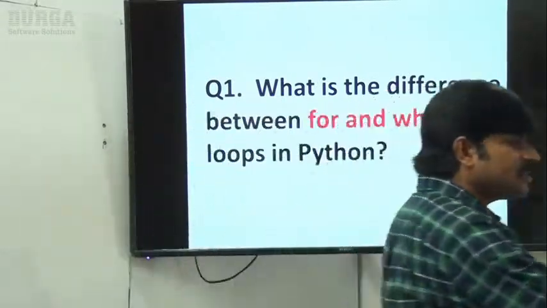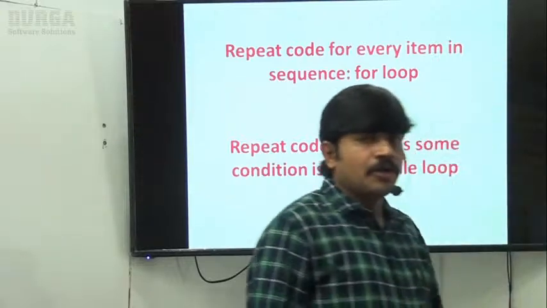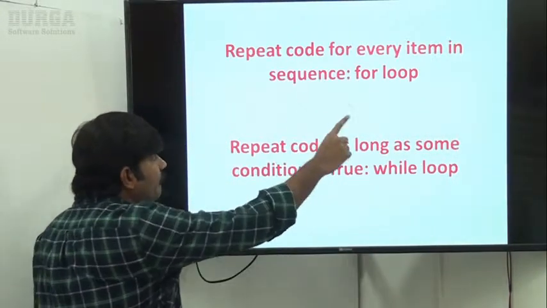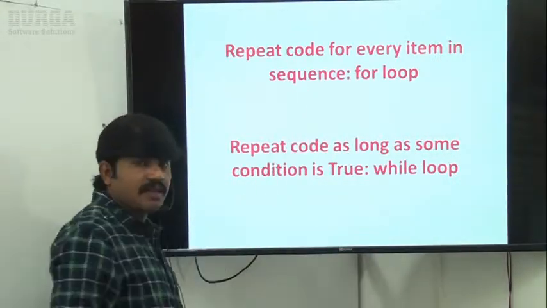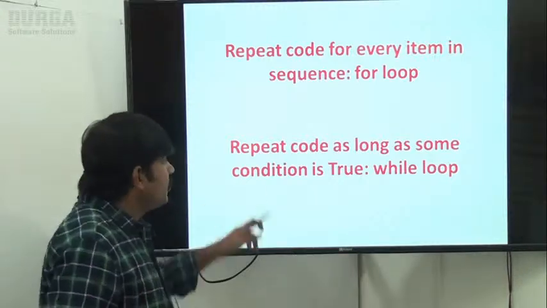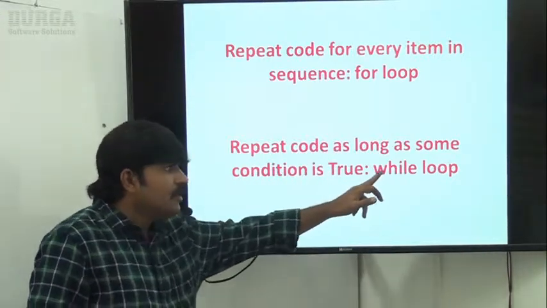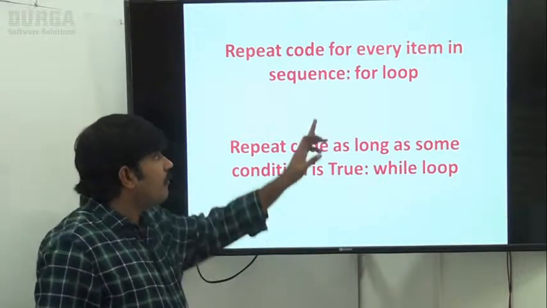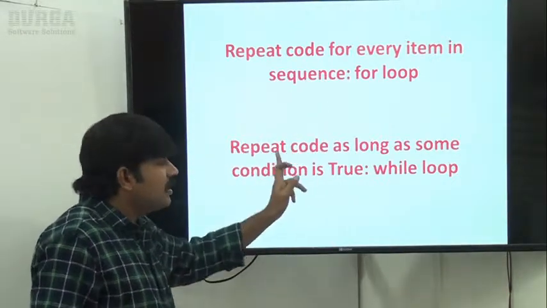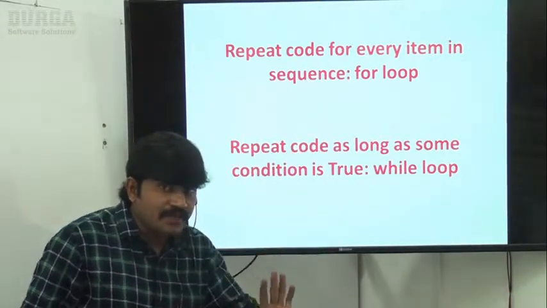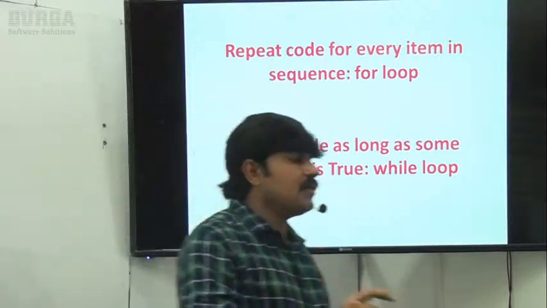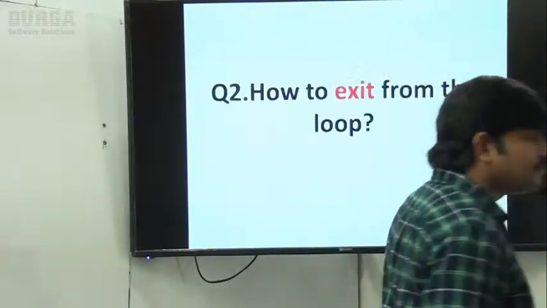Have a look once, just a one line answer for this. Repeat the code for every item in a sequence, then we require to go for what? For loop, sir. Repeat the code as long as some condition is true, then we require to go for a while loop. So for loop is sequence based and while loop is always condition based. Clear, right?